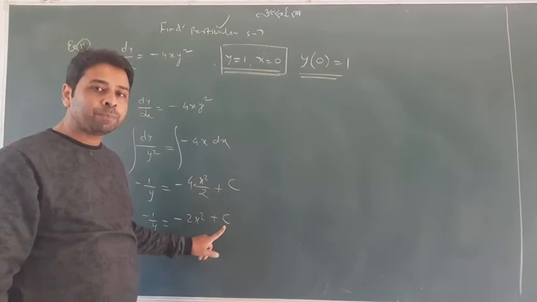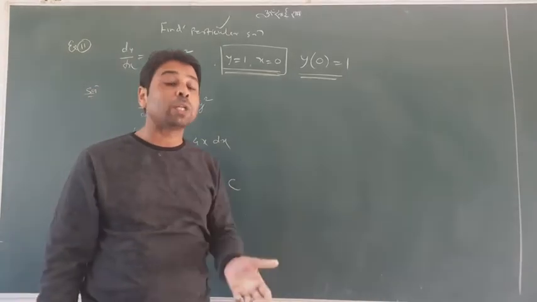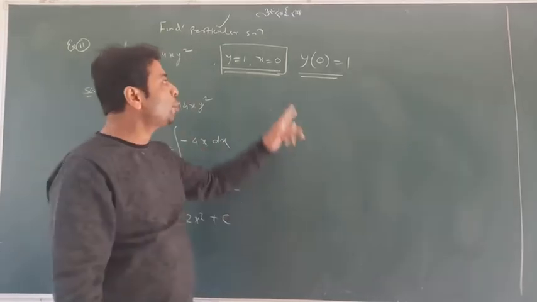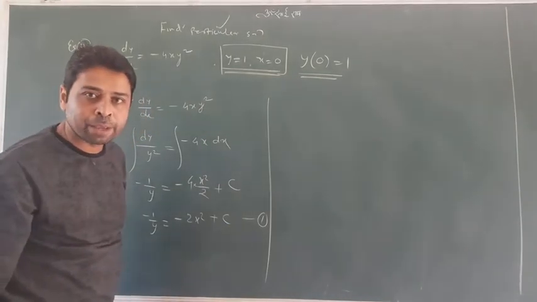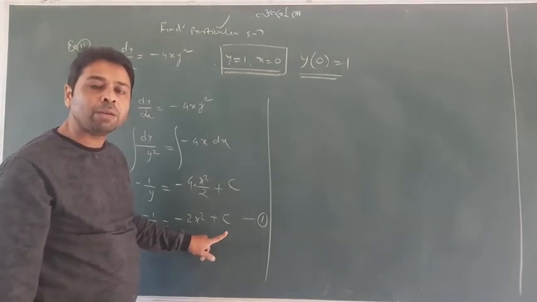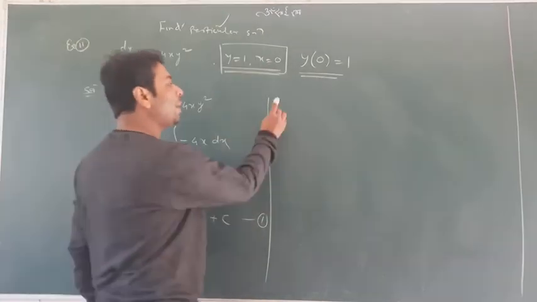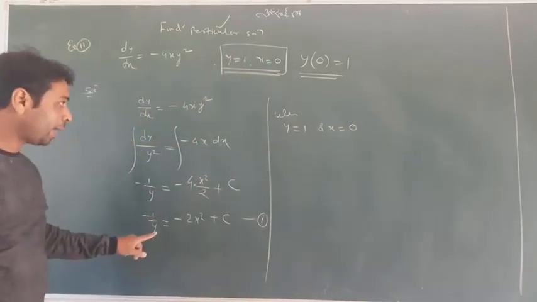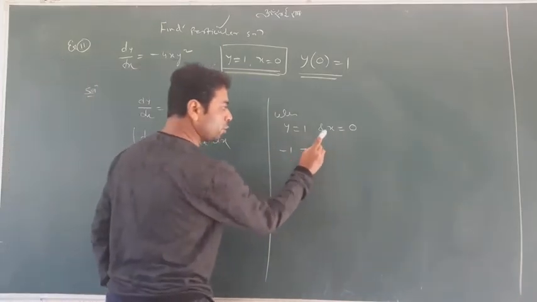So let me explain something. In a particular solution, this c will adopt a particular value. C will adopt a particular value by putting this situation here. This is the general solution, and by obtaining the particular value of c, we will have a particular solution. And from where can we get c? By putting this value. So we write here, when y equal to 1 and x equal to 0, we put y equal to 1, meaning minus 1 upon 1, equals minus 2 into 0, meaning 0, plus c.